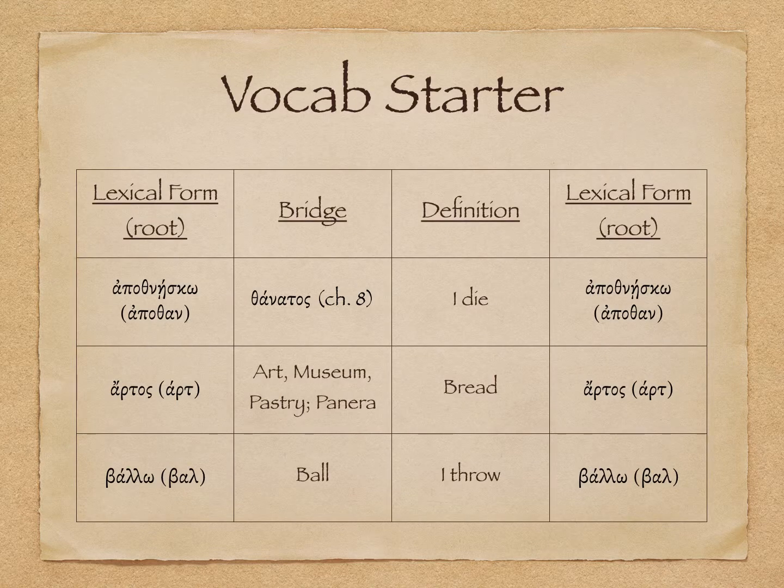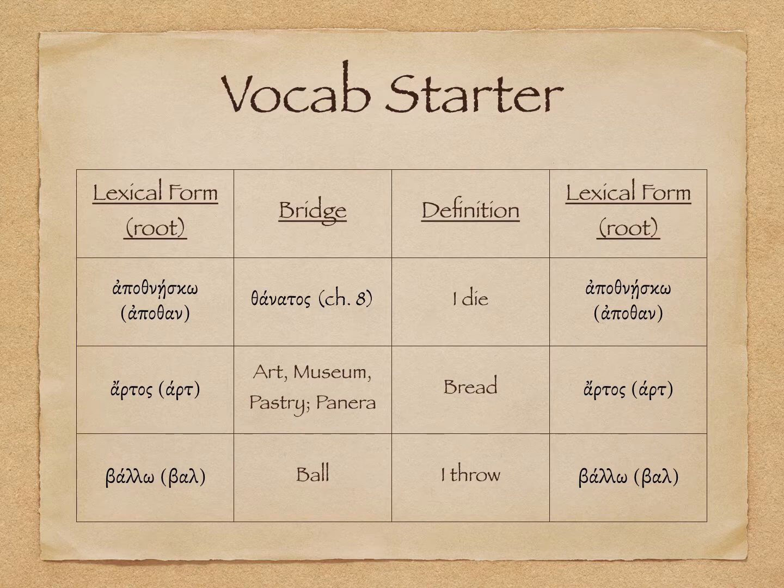A couple of vocab ideas, and then I want to talk for a minute about exegesis of the aorist. Vocab: apothnesko. The bridge here that I'm suggesting, thanatos, a noun that you discovered in chapter 8, means death. Apothnesko, you can sort of hear that in there. I die. Artos, I see artos and I think of art, a museum.